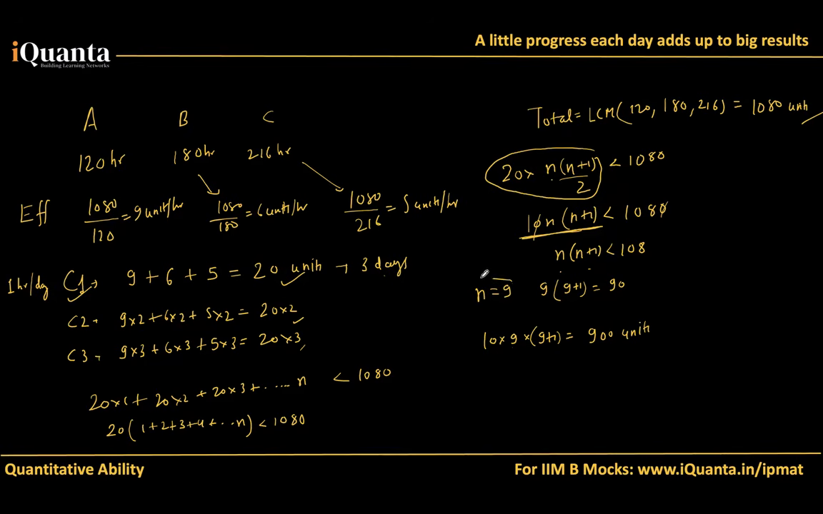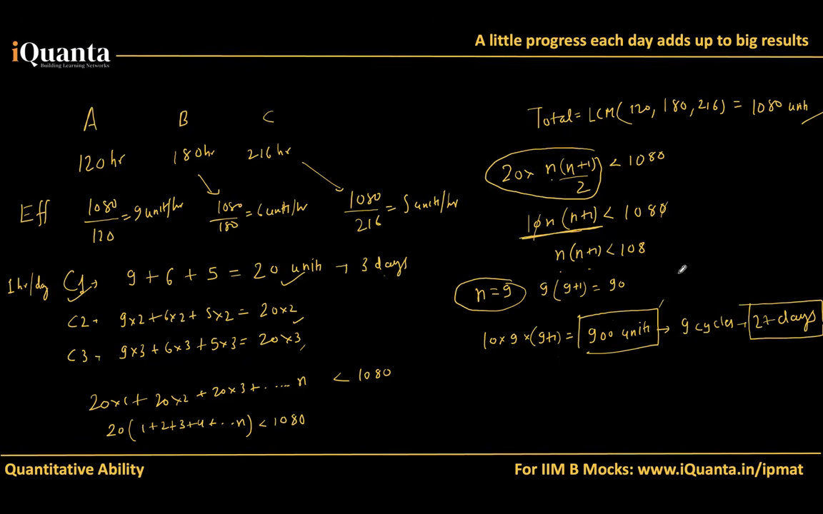So what is the value of n? 9 cycles. One cycle has 3 days. So to complete 900 units, how many days have we consumed? 9 cycles, and 9 cycles actually mean 27 days. Yes or no? Every cycle has 3 days. I hope till this point it is clear. 900 units have been done, 27 days have been taken.